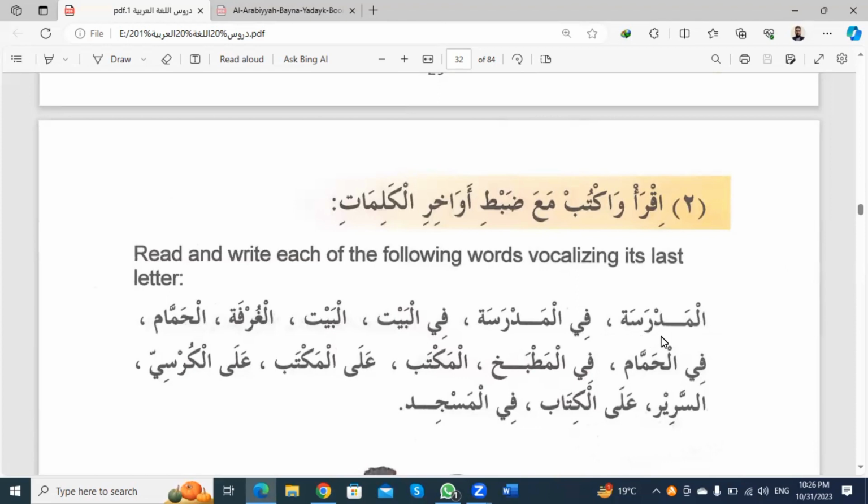So how can we say al-madrasatu and fil madrasati? Al-madrasatu, because there is no fi. Madrasa means school. Al-madrasatu, the school. M-A-D-R-A-S-A. Al-madrasatu, this is school. So here is al-madrasatu, it means the school.